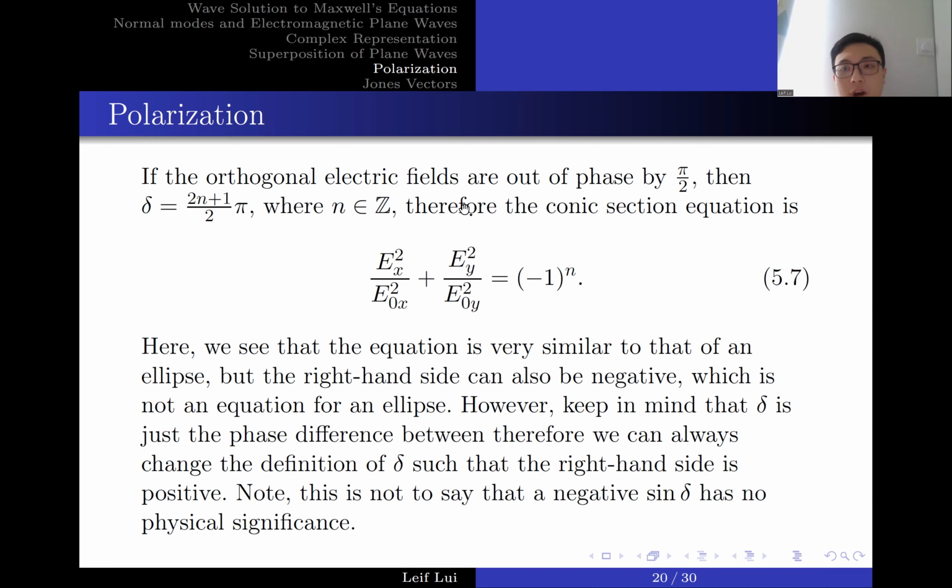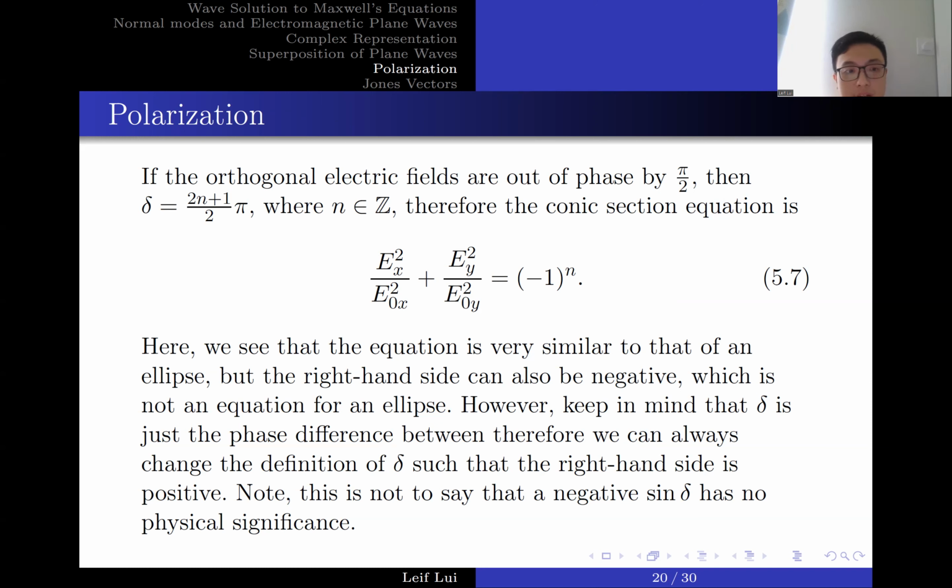So we get the conic section equation that looks like this. And we can see that this is quite similar to an ellipse, but the right-hand side can also be negative, which is not the equation of an ellipse. But let's first consider the positive solution, right? So if this was positive 1, then this is obviously an equation for an ellipse. That's why we call it elliptically polarized. And if E0x and E0y are equal, then this is the equation of a circle. So they'll be circularly polarized.